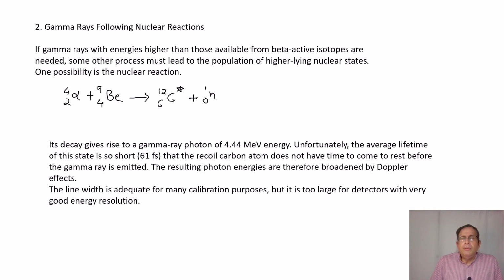So for several calibration purposes, for very highly accurate detectors with good energy resolution, this is difficult to measure because the energy resolution of good detectors is so good that some of the gamma rays will fall out of the range of detection, because they have a larger range than what the detector can detect because of the Doppler shift, or the Doppler broadening, you can say.